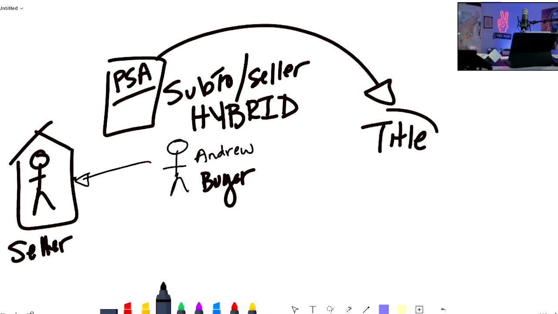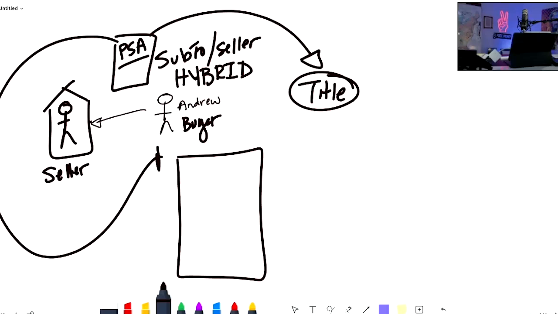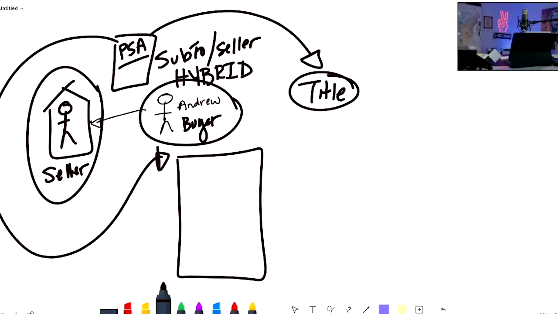They open escrow, okay? The PSA is going to have some basic terms on it. PSA stands for purchase and sale agreement. Why do we use it as a PSA, not just a purchase agreement? Well, because it's used for the seller is selling and the buyer is buying, right? Purchase and sale agreement. So it works for both parties.